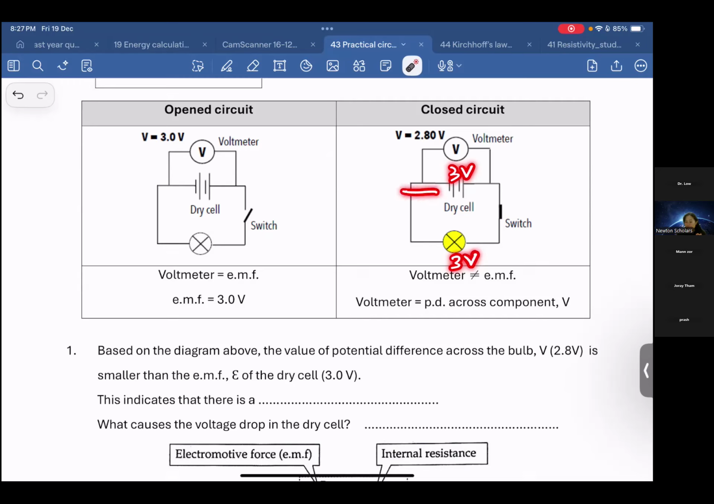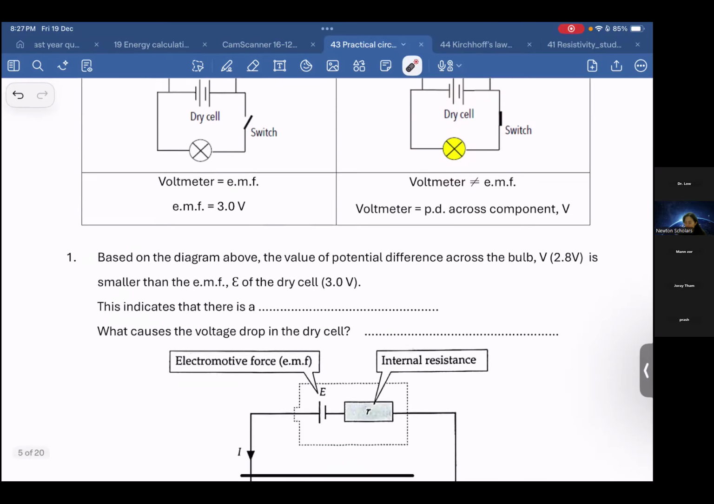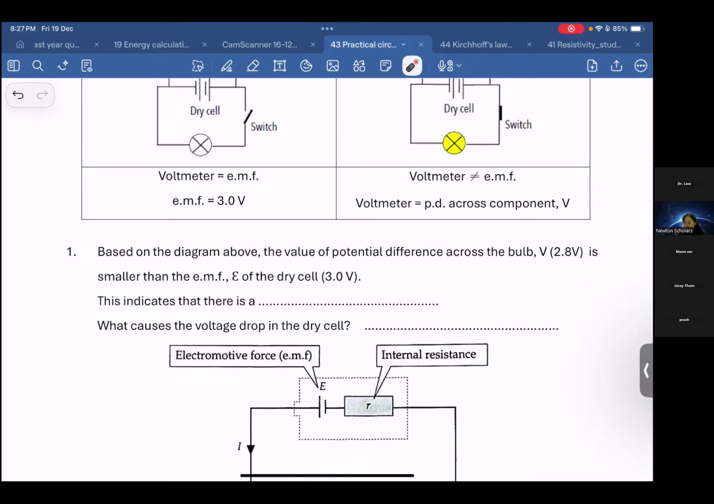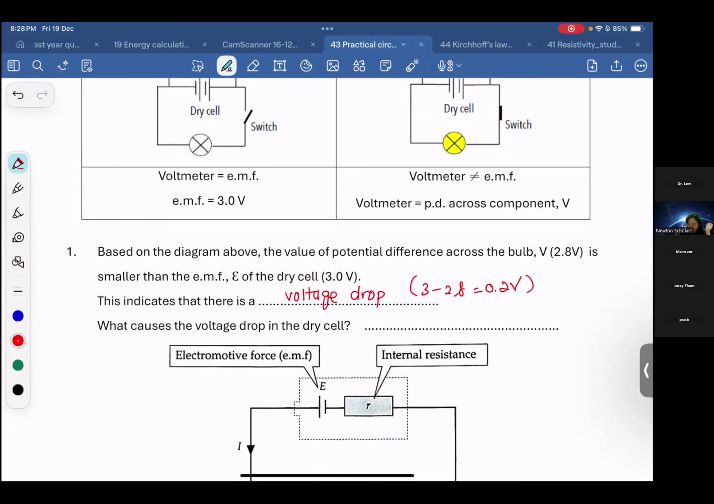In all the questions we did previously, we just assumed that all the voltage from the EMF of the battery is given to the component. But now no, we found that now only 2.8 volt. Where is the 0.2 volt? So this indicates there is a voltage drop. Voltage drop: 3 minus 2.8, so we dropped 0.2 volt. What caused the voltage drop is the internal resistance. Okay, there is internal resistance.